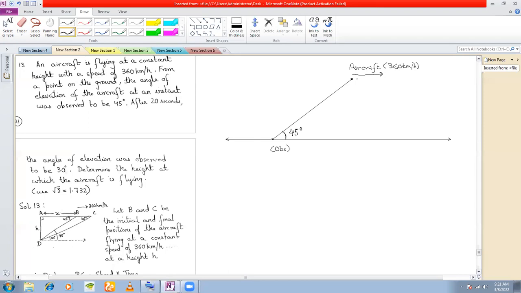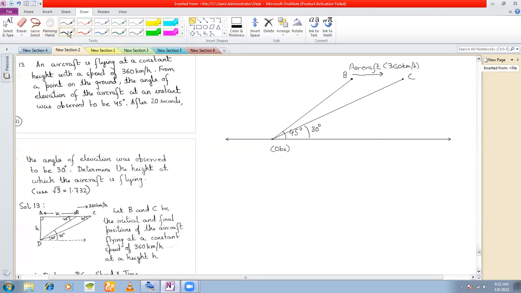After 20 seconds, the angle of elevation was observed to be 30 degrees. After 20 seconds, that means since the aircraft is flying here, let's say the initial position of the aircraft is B. And now after 20 seconds, it reaches, let's say, a point here, C. And now the angle of elevation changes to 30 degrees. So what is the line of sight now? This straight line is the new line of sight. Question is, determine the height of the aircraft at which it is flying.